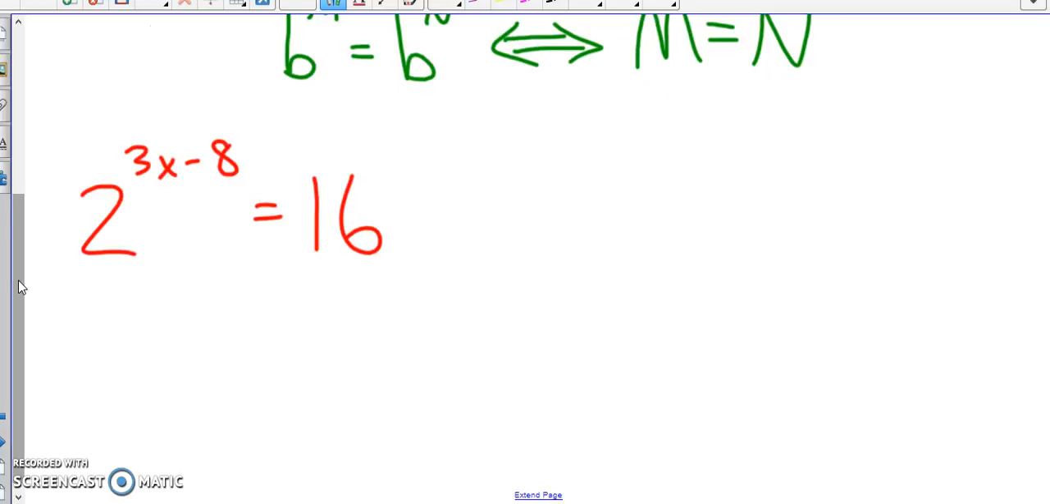16 is 2 to what power? It's 2 to the 4th. 2 to the 3rd is 8. So you got 2 times 2 is 4 times 2 is 8 times 2 is 16. So it's the 4th power. So what we can do is we can write this as 2 to the 3x minus 8 equals 2 to the 4th.